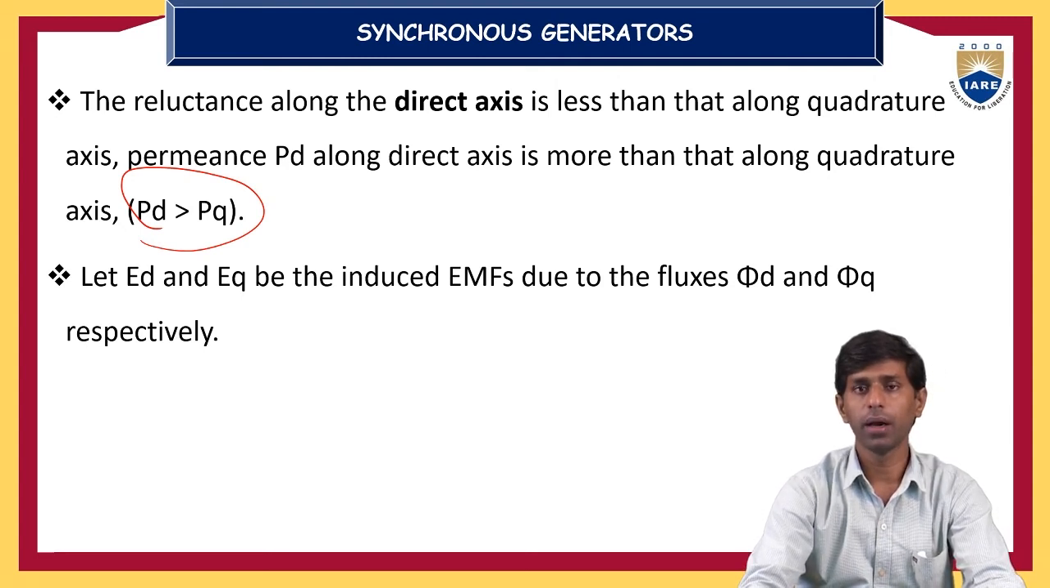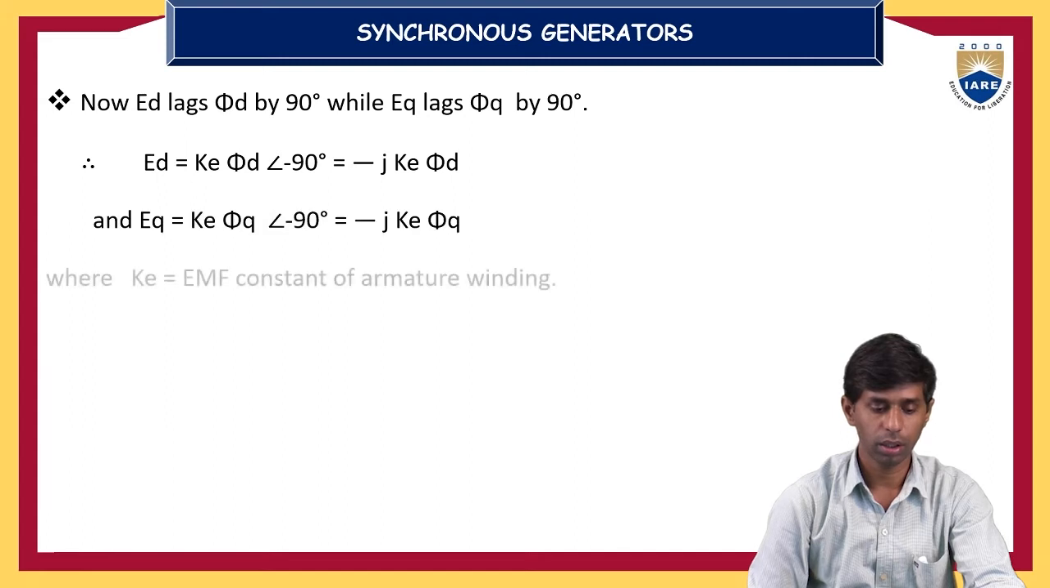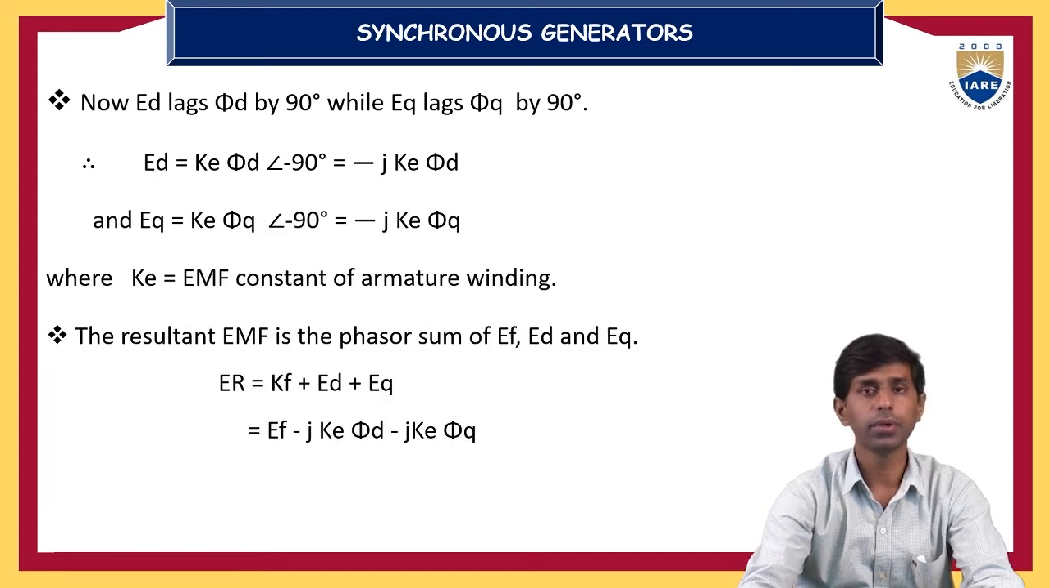Let us assume the direct axis and quadrature axis induced EMFs are ED and EQ, due to the fluxes phi D and phi Q. The induced EMF acting along the direct axis, ED, lags the direct axis flux phi D by 90 degrees, while EQ lags phi Q by 90 degrees.